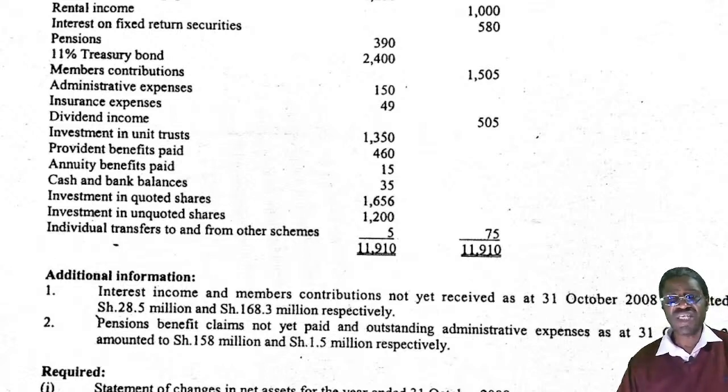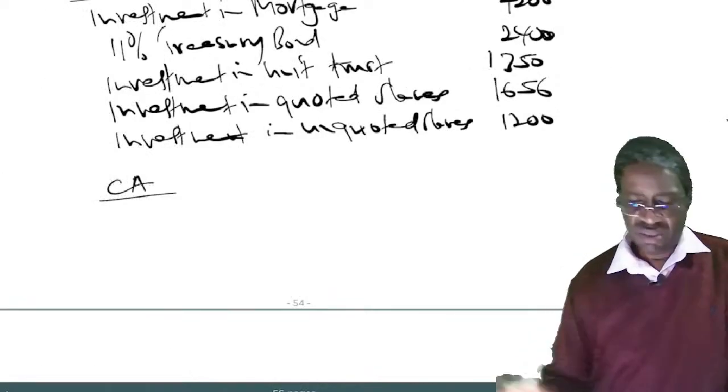One of them is interest income owing, 28.5. Put it.